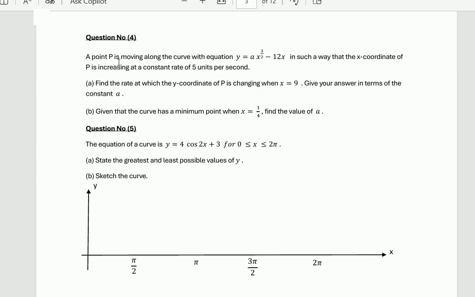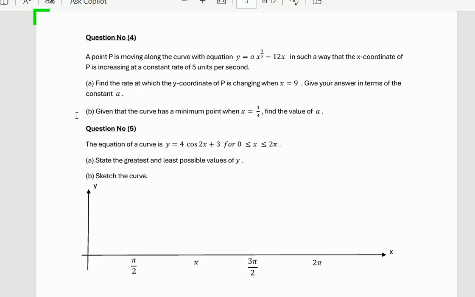For question number 4, a point P moves along the curve with the equation y equal to a x^(3/2) minus 12x in such a way that the x coordinate of P is increasing at a constant rate of 5 units per second. Part A, find the rate at which the y coordinate of P is changing with x when x equal to 9. Give your answer in terms of the constant a. For part B, given that the curve has a minimum point when x equal to 1 by 4, find the value of a.